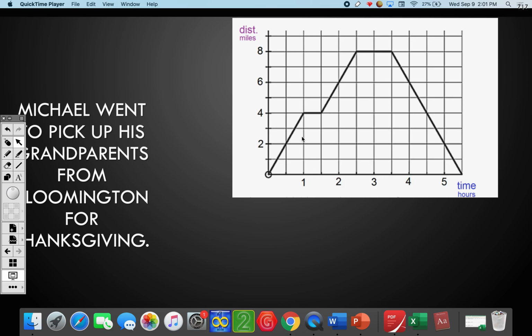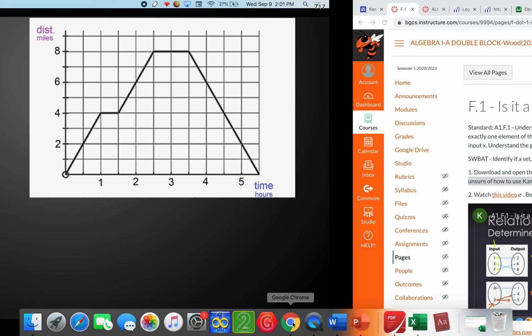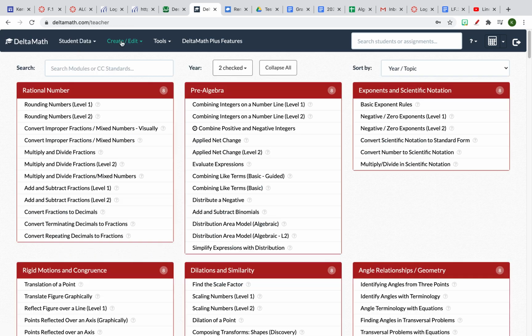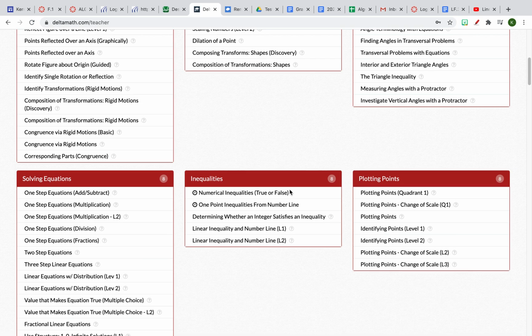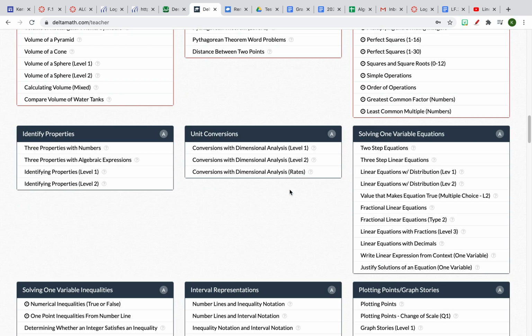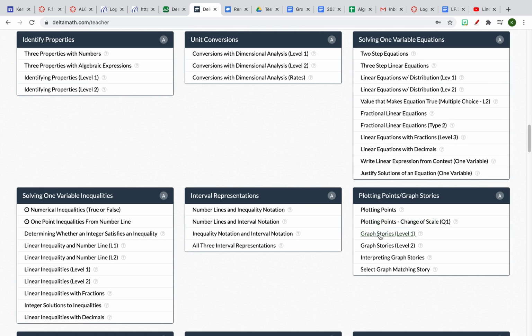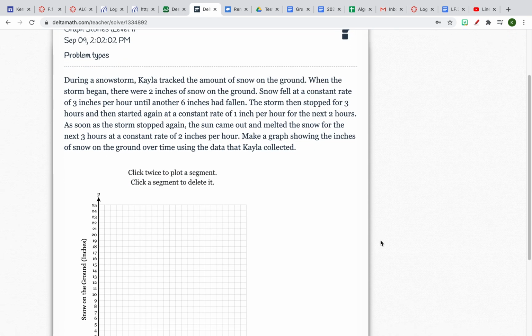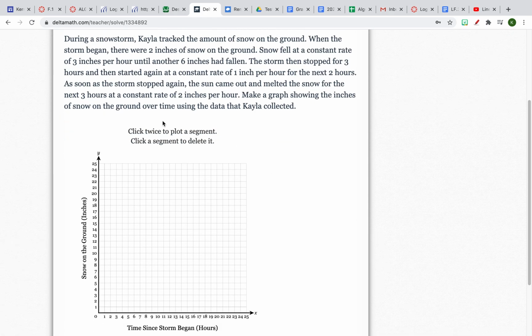So when you add numbers, and that's where the final piece, we're actually going to be looking at Delta Math. So your assignment after this is to be on Delta Math. And on the Delta Math assignment, you're going to be doing graph stories. So when you're doing this, please pay attention.